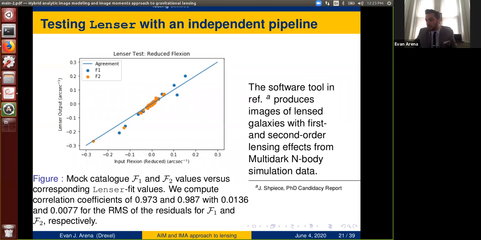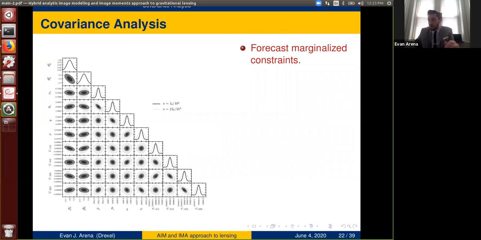As you might guess, the next logical step is to use Lenser to measure the flexion in images of real galaxies, rather than just simulated ones. But before we get to that, I want to mention one additional thing you can do with Lenser: a covariance analysis of the parameter space. So here you see a triangle plot of the forecast marginalized constraints.